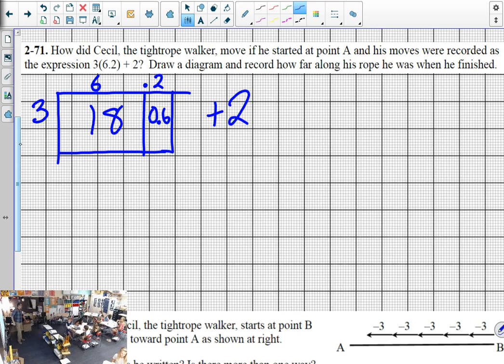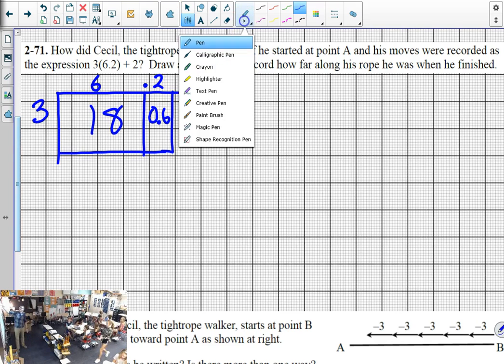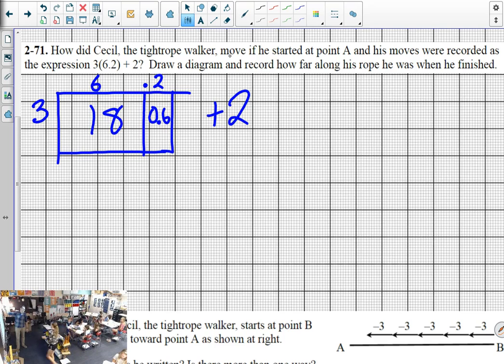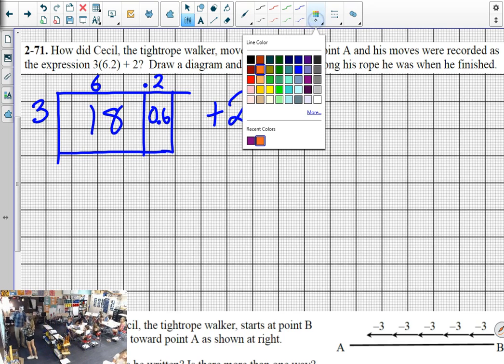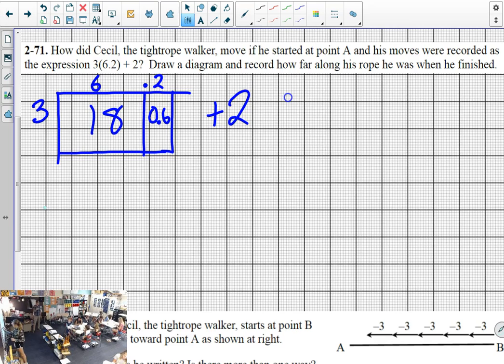Anyone bold enough to come diagram the moves for 71? Come up and draw it out. Is the number one count? Yeah, like I mean, just diagram. It shows how he moved. Here, we'll get you the fancy looking pen. What color do you want? However you would diagram it. These are really open, guys.